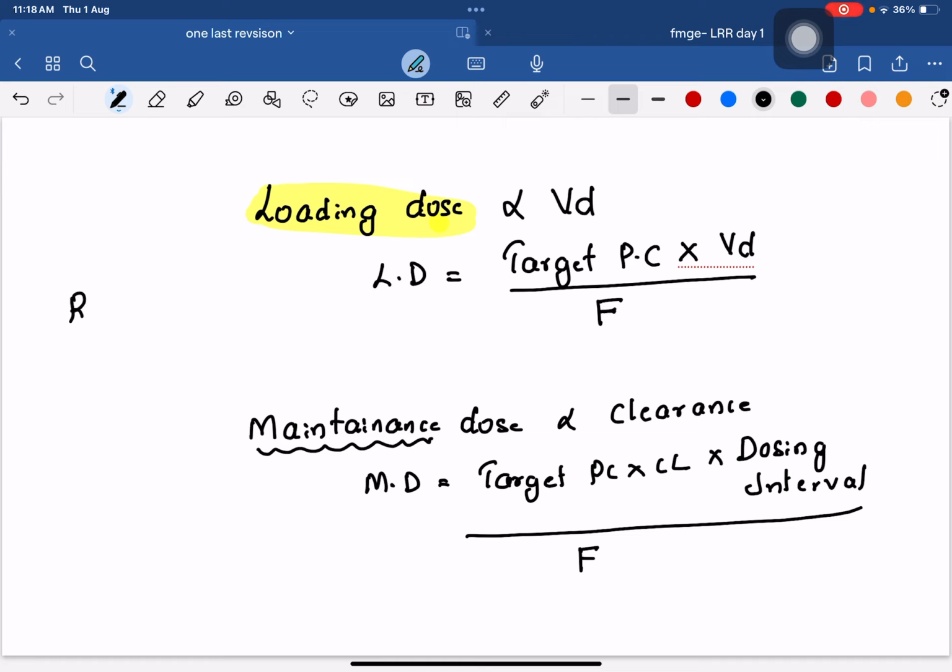Suppose in a patient with renal failure, what dose do you need to alter? The dose I need to alter is the maintenance dose because it depends on clearance. The dose which I need not alter is the loading dose because the loading dose depends on volume of distribution, not clearance.